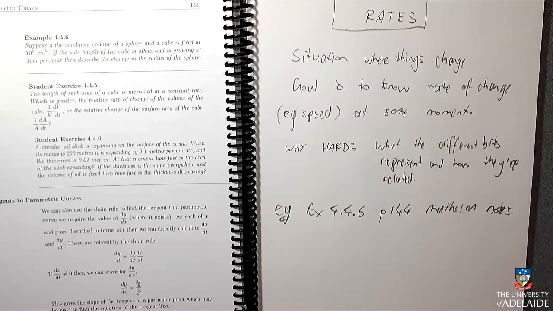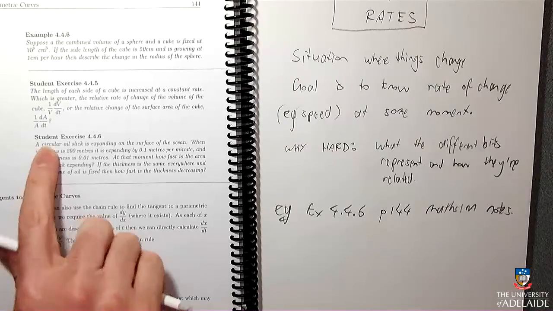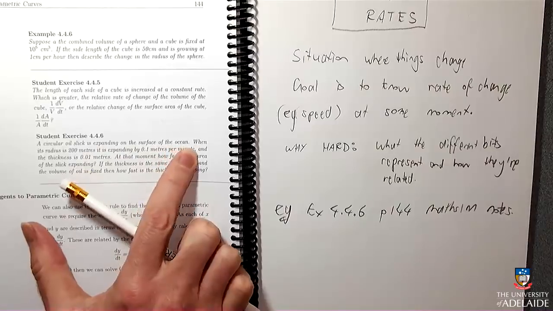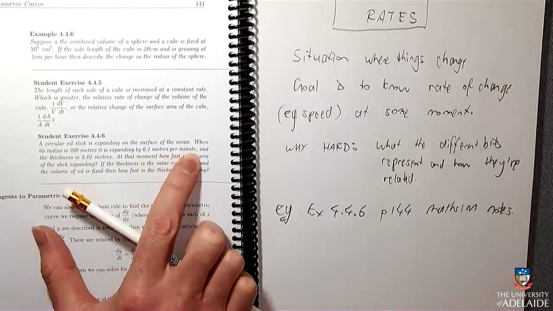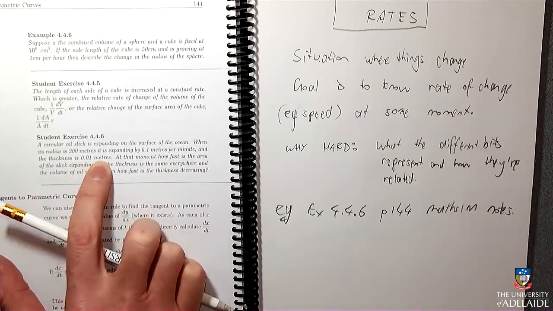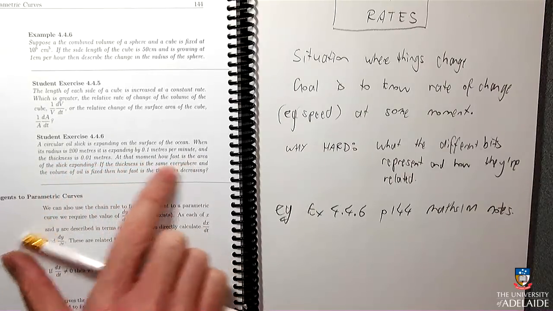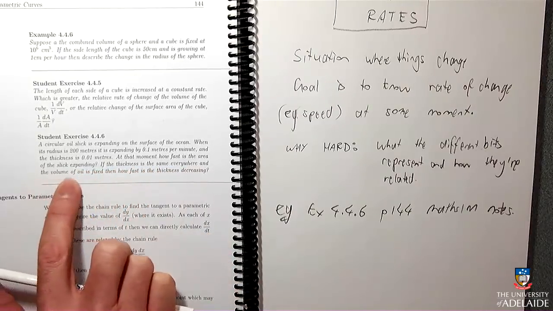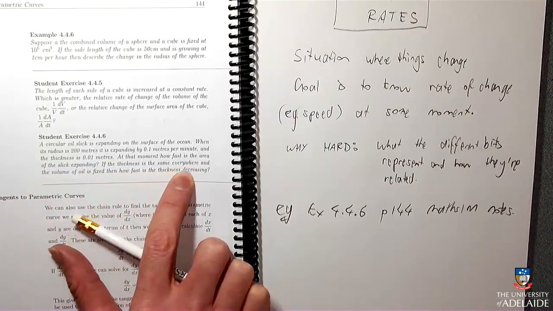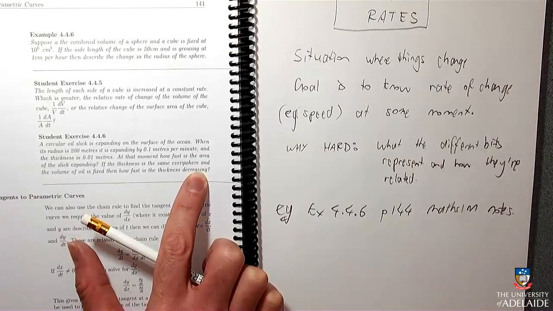So a circular, I'm just going to read the whole thing. A circular oil slick is expanding on the surface of the ocean. When its radius is 200 metres, it's expanding by 0.1 metres per minute, and the thickness is 0.1 metres. At that moment, how fast is the area of the slick expanding? If the thickness is the same everywhere and the volume of the oil is fixed, then how fast is the thickness decreasing?